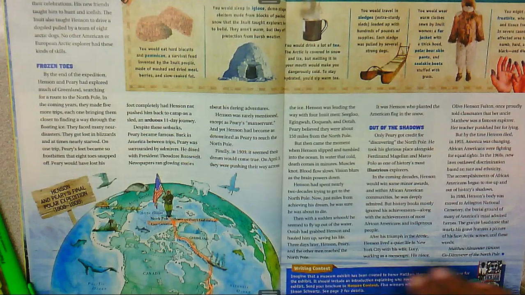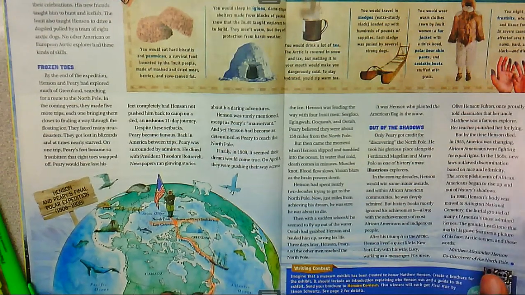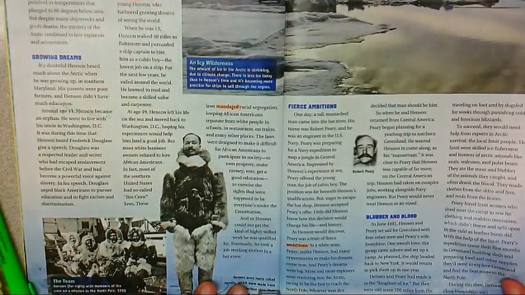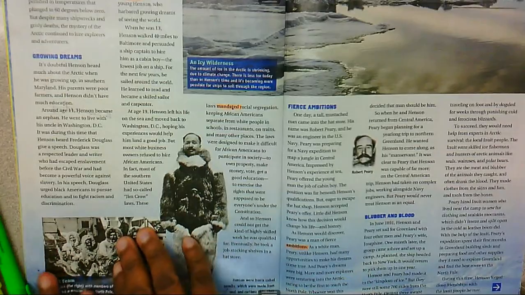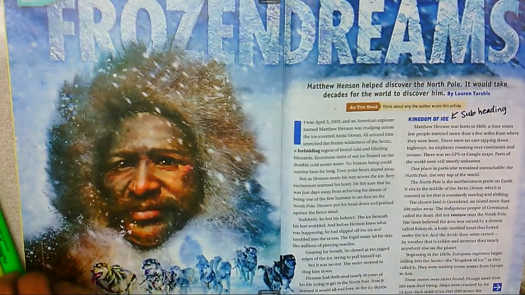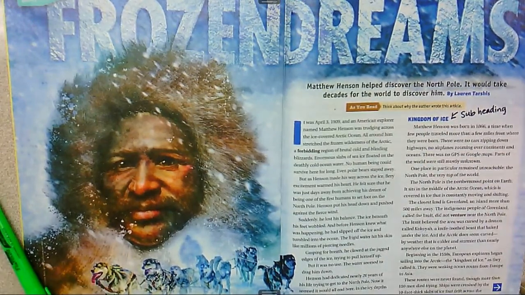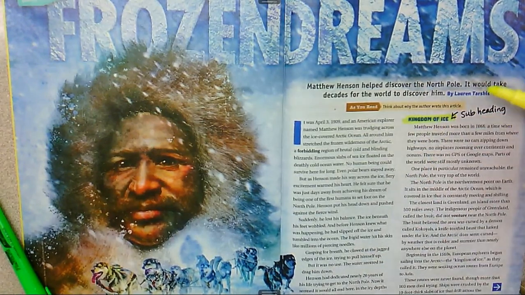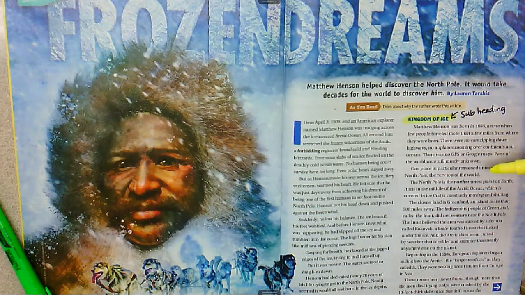Looking back at all this, looking through my article, I am going to go back, and I noticed also that one of my first subheadings that I looked at was called Kingdom of Ice. And this subheading, Kingdom of Ice, is very dramatic. Having the section or the subheading called Kingdom of Ice makes me get an idea of what I'm about to read. Clearly it's going to be talking about a very, very cold place.